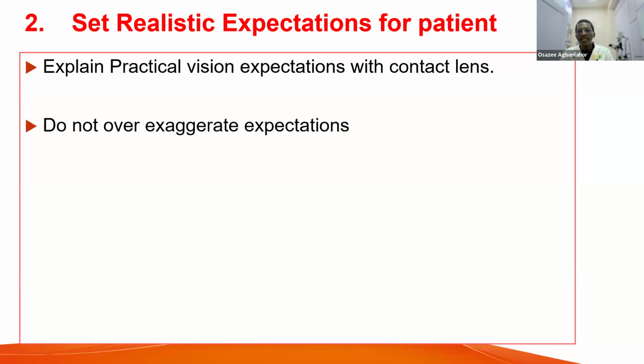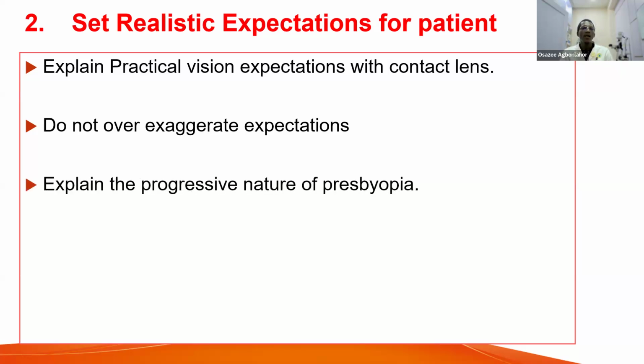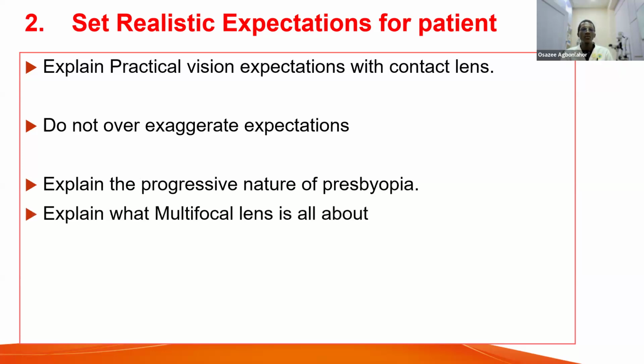So you must be able to explain, especially, the compromise that will come. The compromise is very sure. You must tell them that distant and near vision you will not get the way you want. You have to compromise a little. So you must explain that. Don't over-exaggerate. Also explain the progressive nature of presbyopia. What they're going to be using now is different from what they're going to be using in the next 1.5 years or 2 years. You need to also know that.